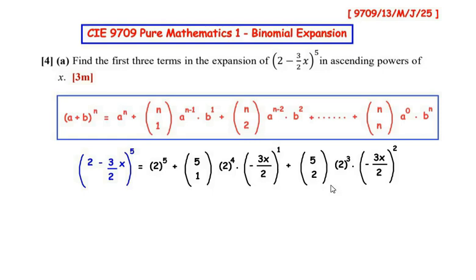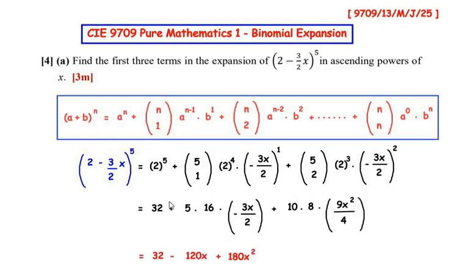Now let us further simplify this. So 2 raised to 5 gives us 32, plus 5C1 is 5, times 2 raised to 4 is 16, times, since the power is odd, we get a negative term, 3x to the power of 1 is 3x over 2 to the power of 1 is 2, plus 5C2 gives us 10, times 2 to the power of 3 gives us 8, times, now square of a negative term becomes a positive term, and 3x square becomes 9x square over 2 square gives us 4.